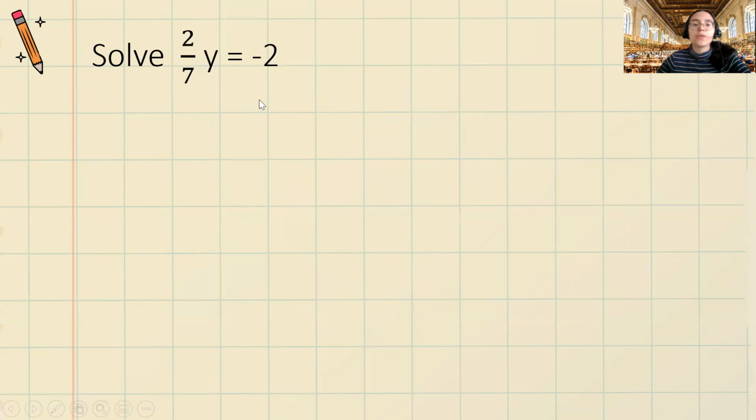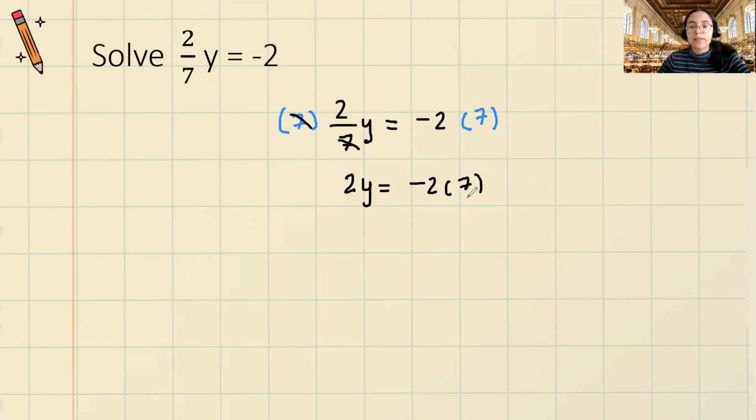Here we have 2/7 y is equal to -2. So what I'm going to do is actually show you step by step. Because 7 is in the denominator, is being divided, I'm going to multiply by 7 to both sides and multiply 7 on this side. Then the 7 and the 7 will cancel on the left-hand side. And I can bring down my 2y, and then -2 times 7. So I'm going to take care of this. So -2 times 7 is going to be -14.